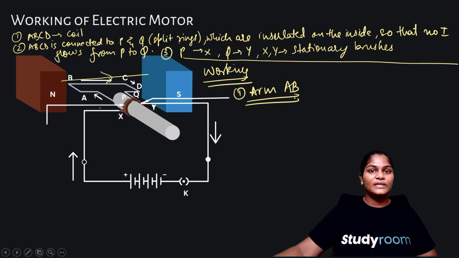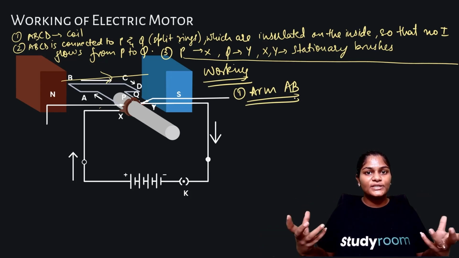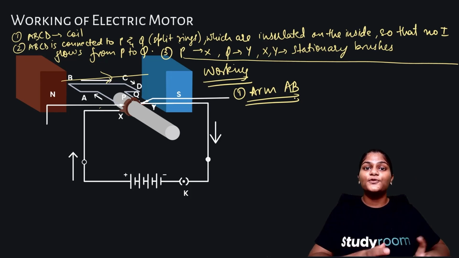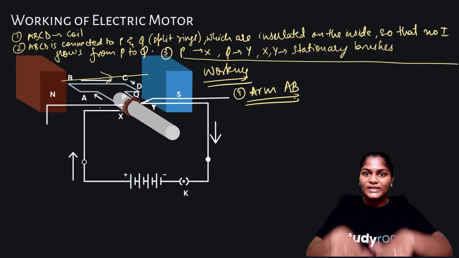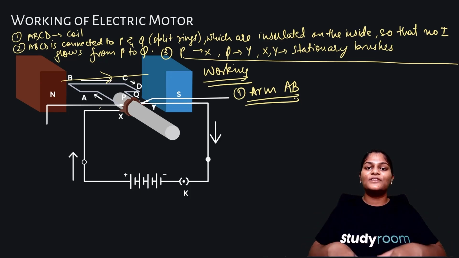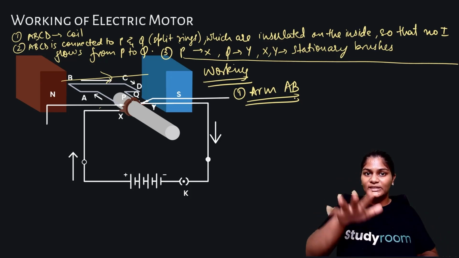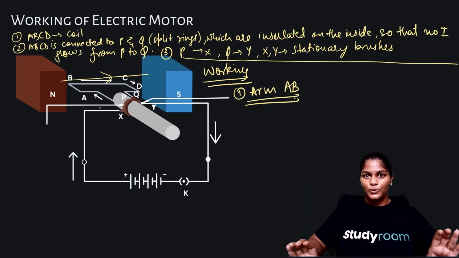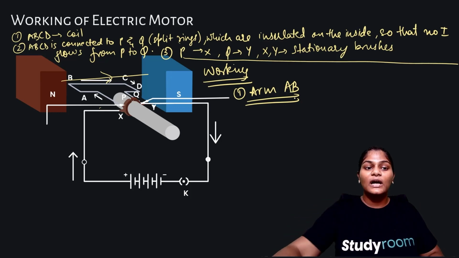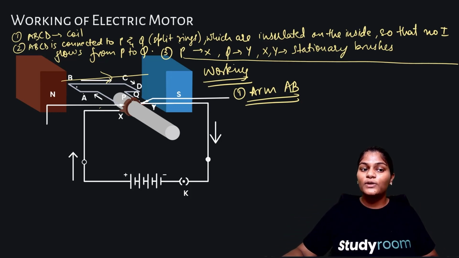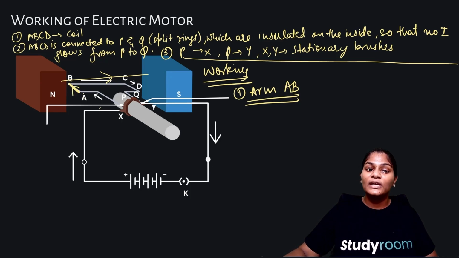Okay, when we are considering arm AB, I always suggest that if you are not able to visualize from the diagram or picture, just imagine that the coil is kept on the table, so that it is more realistic to imagine. So if the coil is kept on the table and the north pole and the south pole are here, in the arm AB of the coil, is the current going from A to B or B to A? Look at this direction of current. It is going like this, right? So it is going from A to B.